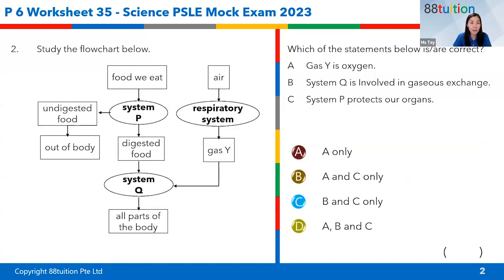Okay, someone's here, Ursa. Okay, question 2. Now you have system P, system Q, and then there is this respiratory system. So you study the flowchart here. System P is related to the food we eat. Then you get undigested food, you get digested food. What do you think is system P? It should be digestive system. Yeah, correct.